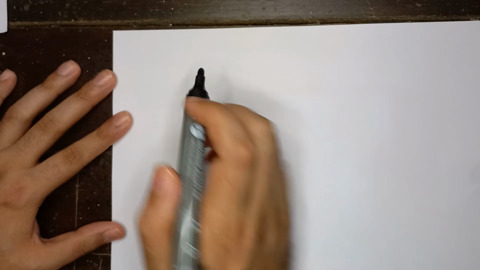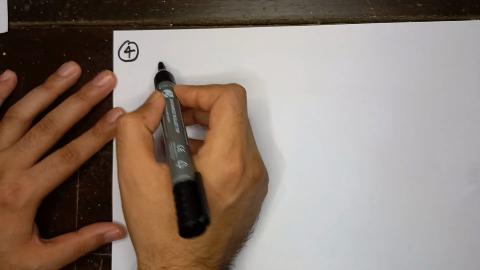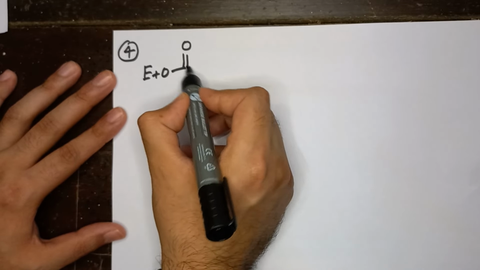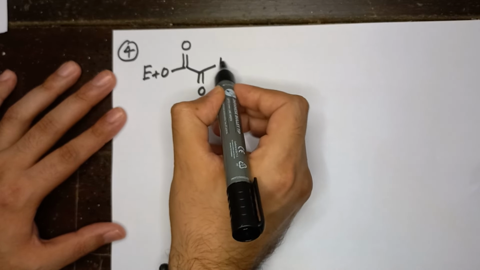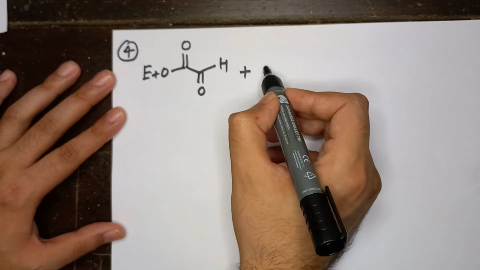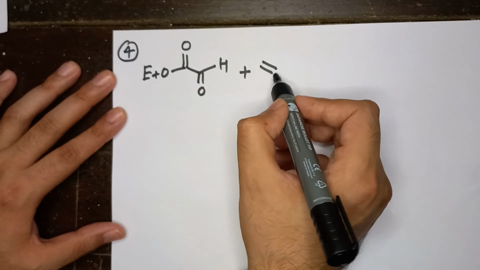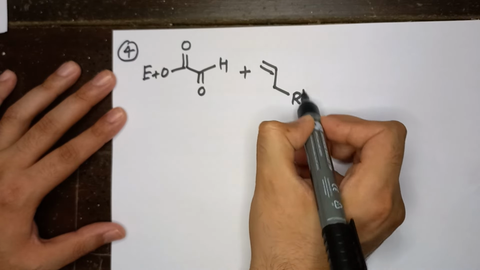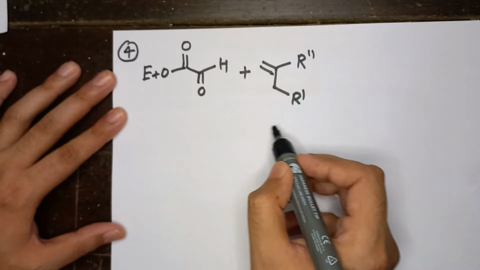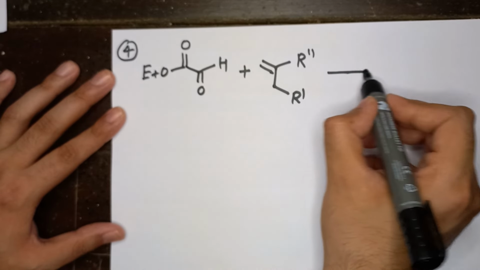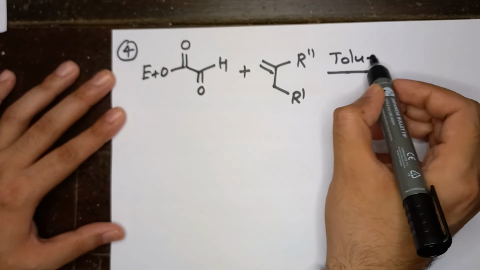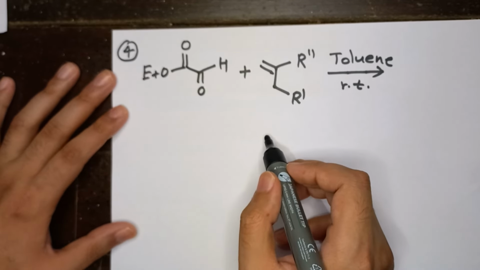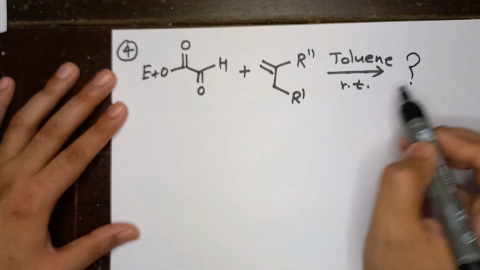Okay, here's another question. So this time I have an ester and an aldehyde in one single molecule, and I'm reacting it with this particular alkene. We are using toluene as a solvent at room temperature. So feel free to pause the video and find out the product.